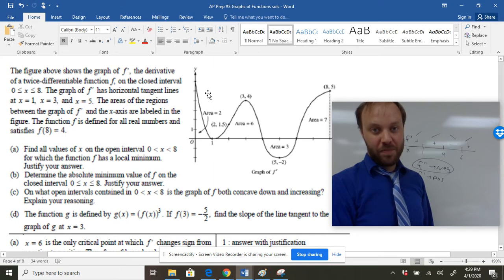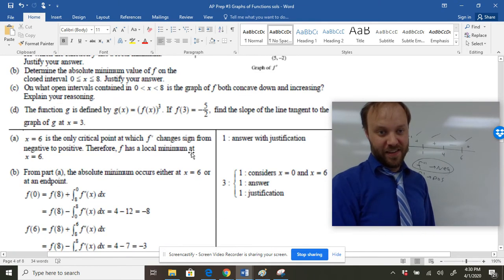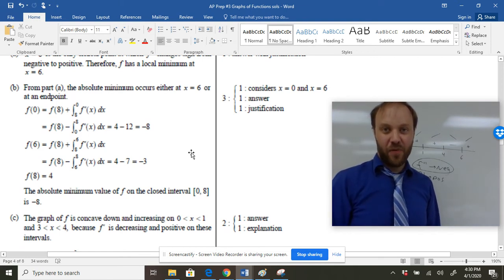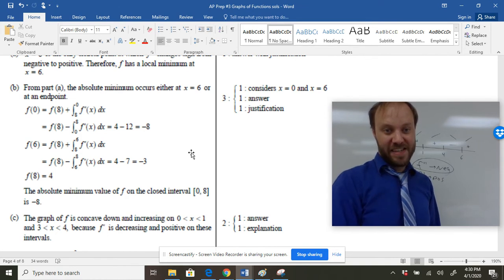And that's the only place where f prime is positive. So that means the original function is increasing. And the slope of f prime is negative, which means that function f is concave down. So let's look at their solution here. Notice f is concave down and increasing between 0 and 1 and 3 and 4 because, and look at their wording there, f prime is decreasing.